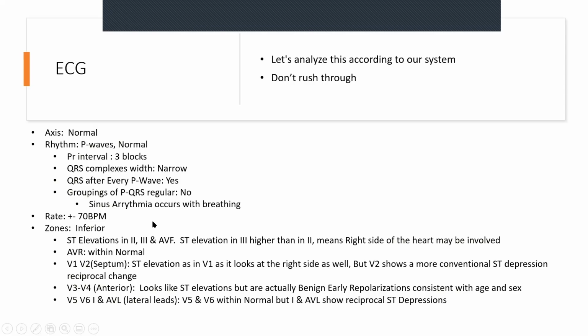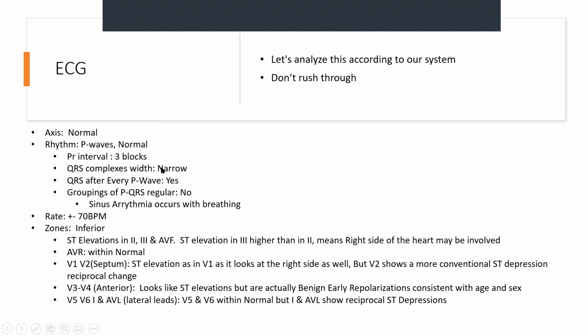Okay, so let's have a look and see. This is where we get to why our patient dies. So we're going to analyze it according to what we had. We didn't rush through it. So we said our axis was normal, right? Our rhythm, the P waves were normal. The PR interval was about 3 blocks, which is normal.